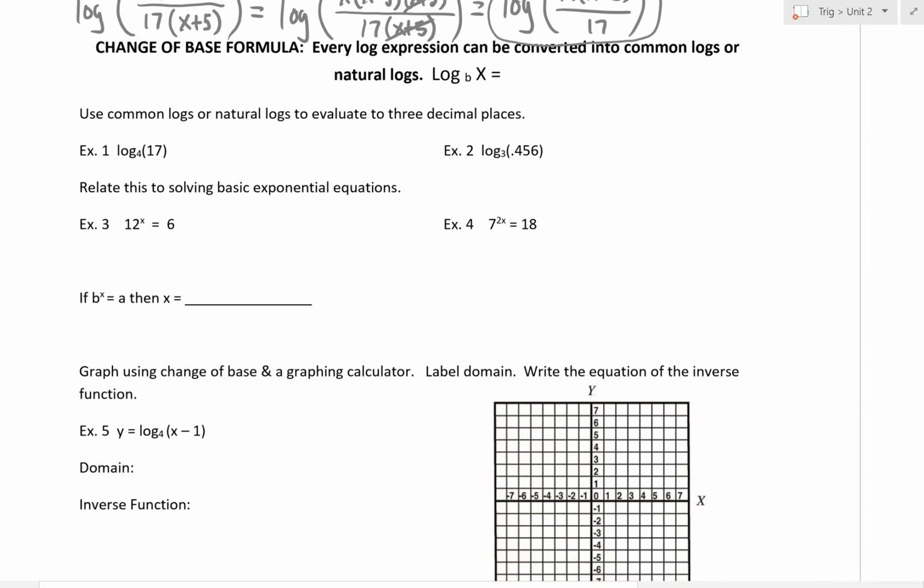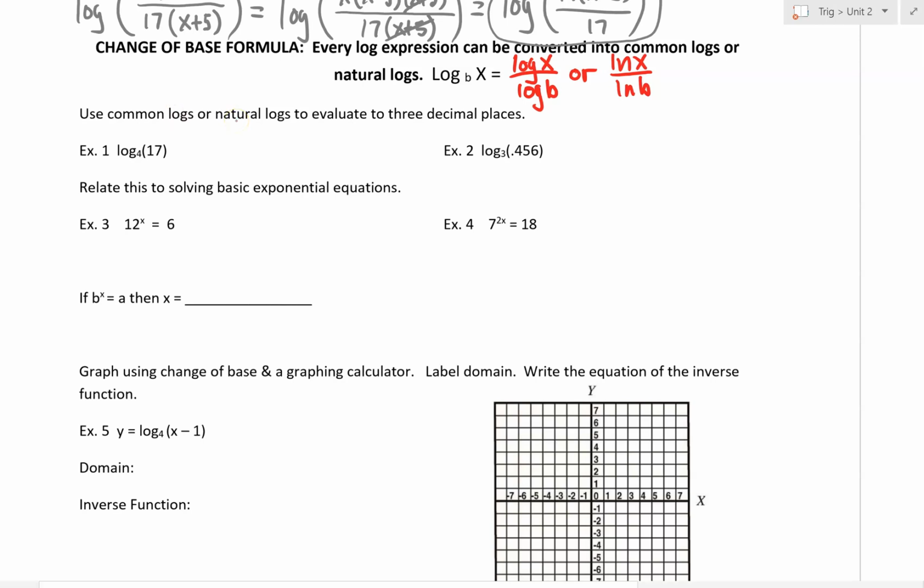In this case, every log expression can be converted into common logs or natural logs. So log base b of x, we could write this two ways. Log of x over the log of b. What has that done for us? It's changed both logs to base 10, so I can use my calculator to solve that. Or it can say the following: natural log of x over the natural log of b. It will give you the same exact answer, but these are two buttons on your calculator that you can use, and this is why we teach it to you.